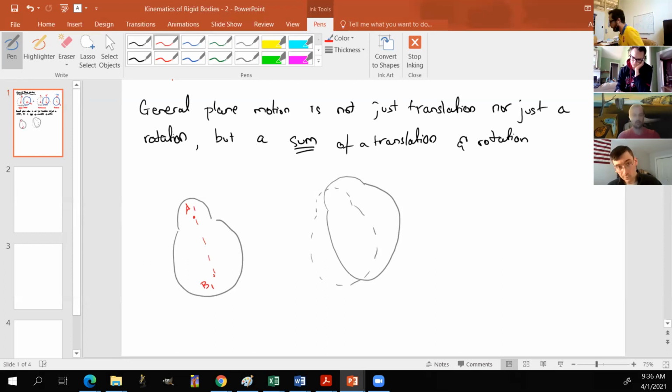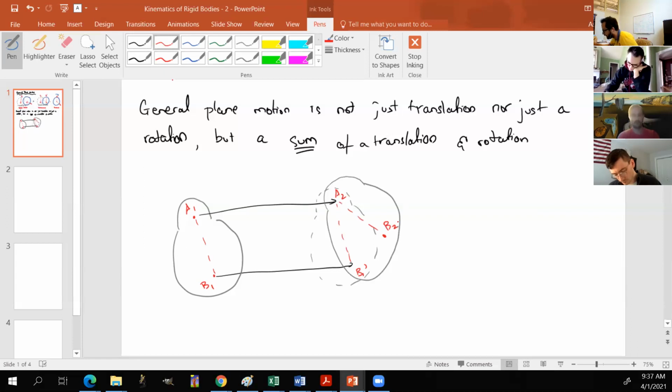And breaking up the motion, we've seen that A1 is going to move to, let's say, this point A2, right? And B1 is going to have the same translation, moving to, let's say, B1 prime, keeping the configuration the same, and then it rotates about this point to move into its final position, which is B2, like that. So this is a rotation, right?